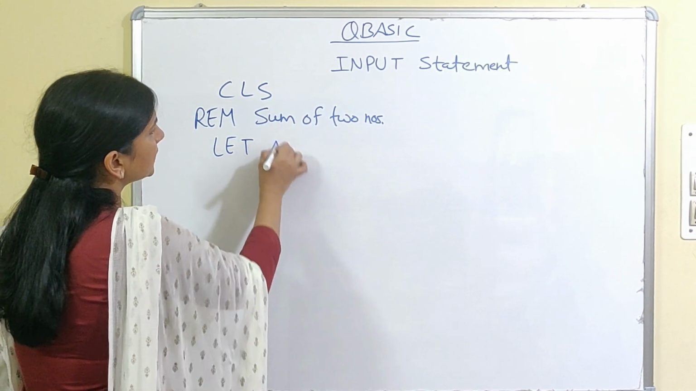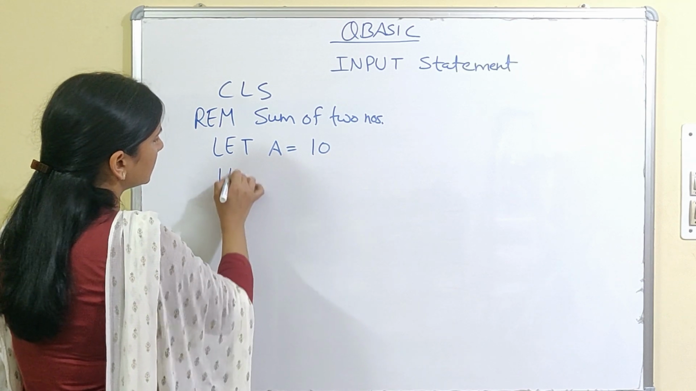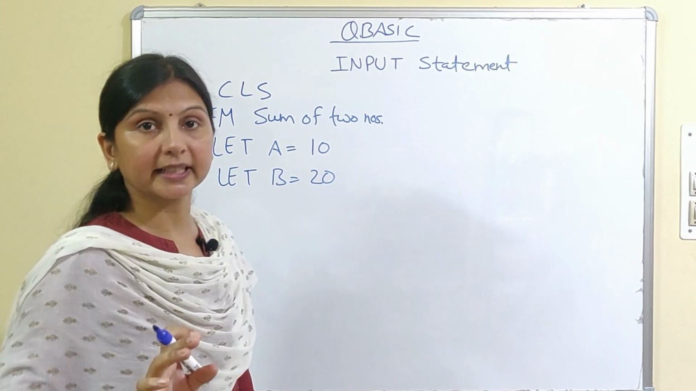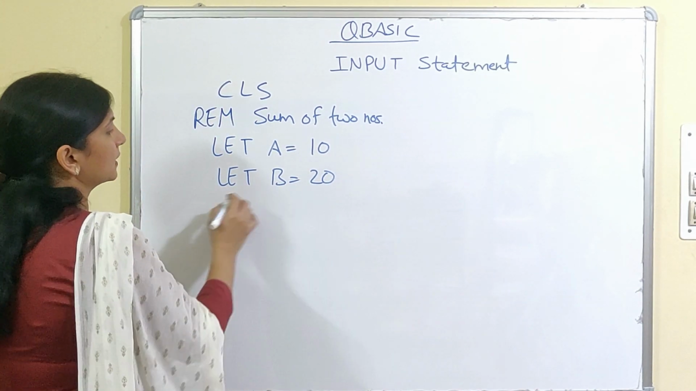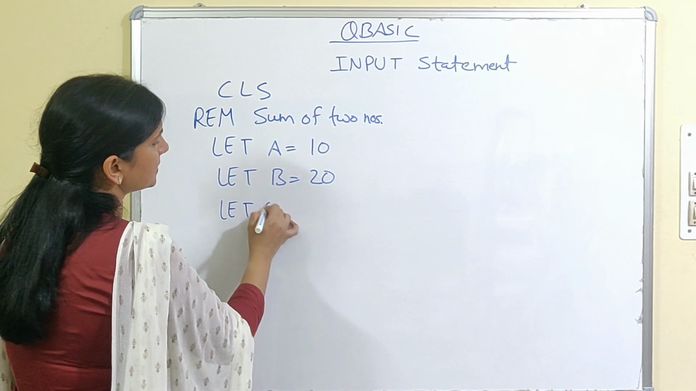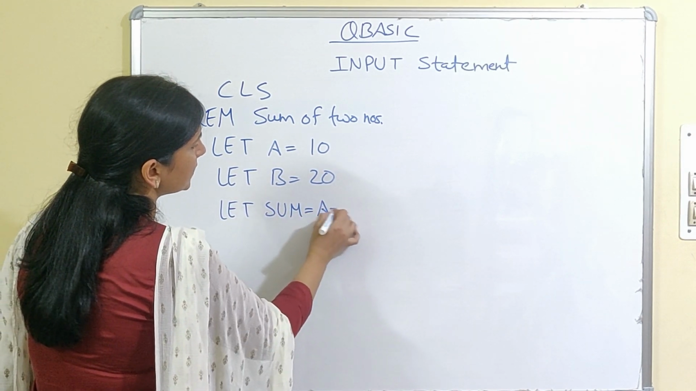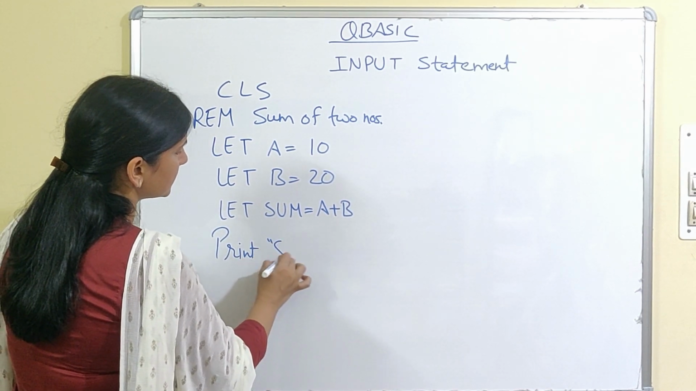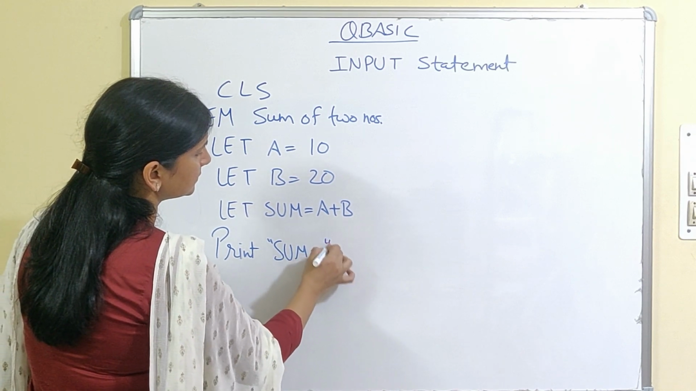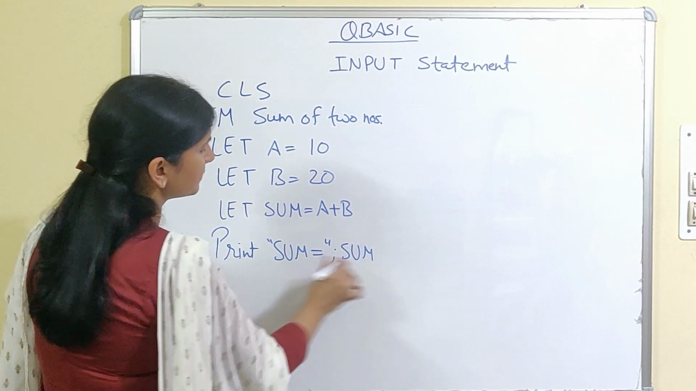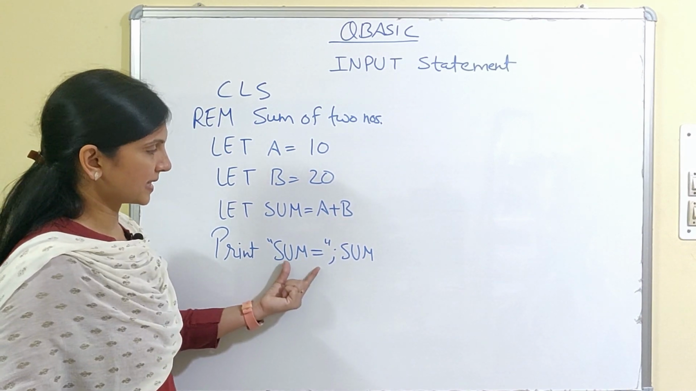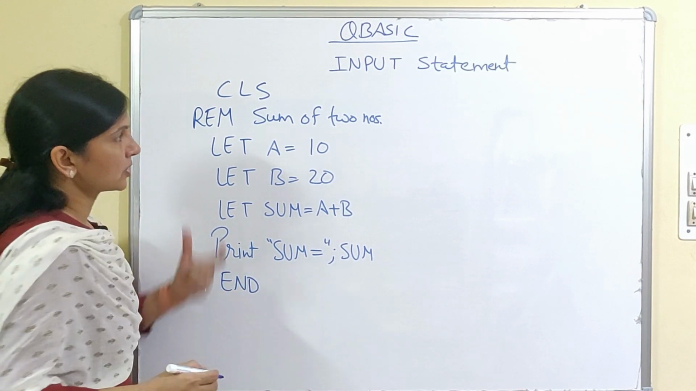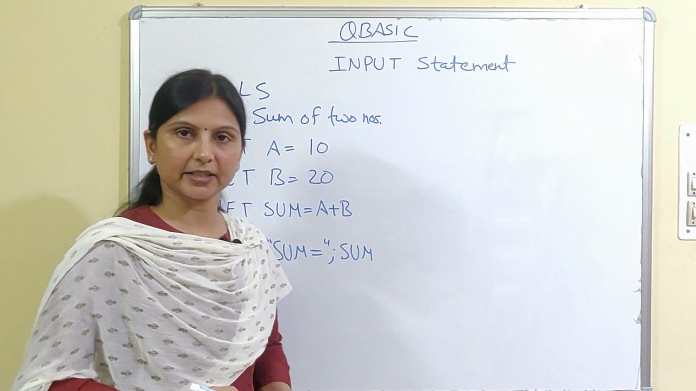LET A equals 10, LET B equals 20, and the LET statement is not mandatory, it is optional. LET sum equals A plus B, PRINT sum with the message "sum equals to". This is the message and this is the variable name, and then we will end the program. So this is a small program using the LET statement.